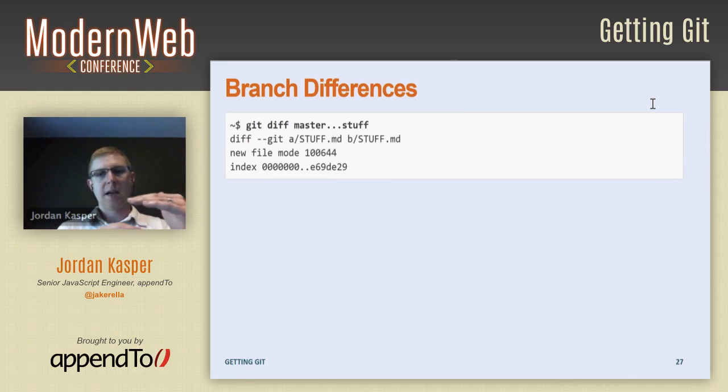When we do the three dots, what you're saying is take the stuff branch, which came off of the master branch, right? It branched at some point in the past. Now, master could have some changes in it since then. What I want, when you do the three dots, you're saying what's different in stuff between where stuff is now and where it branched from master, right?